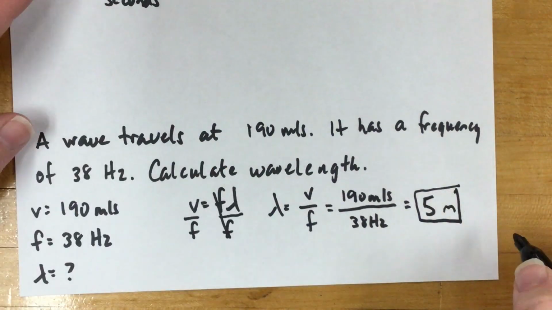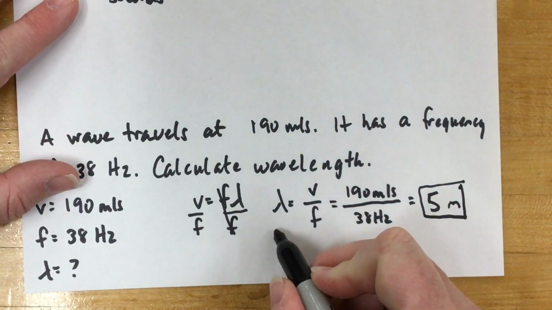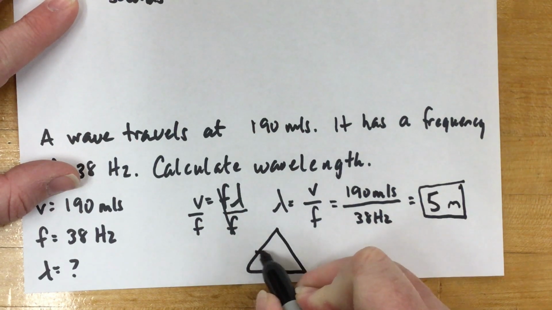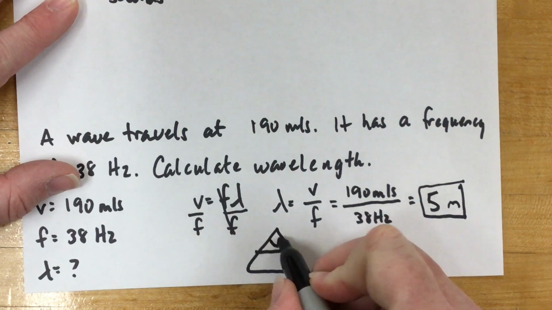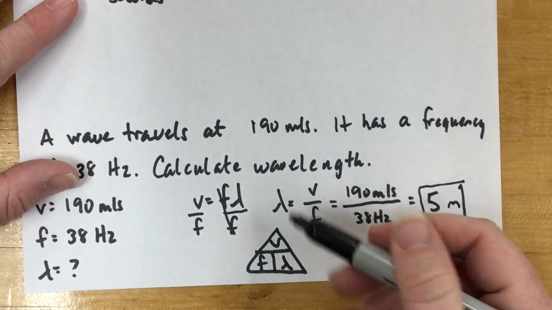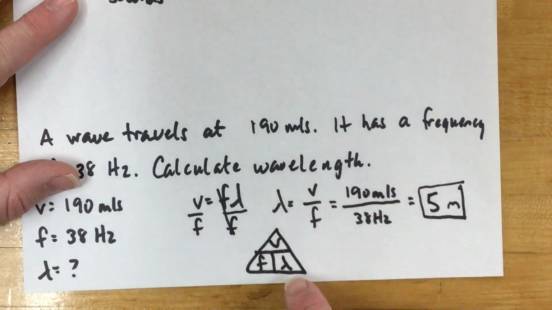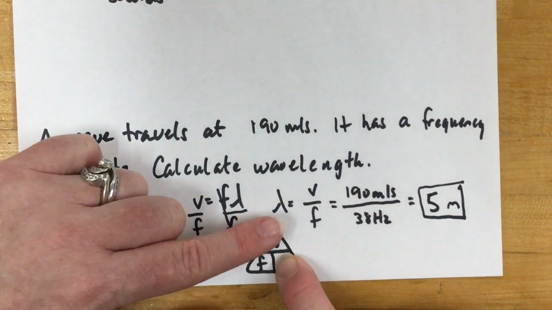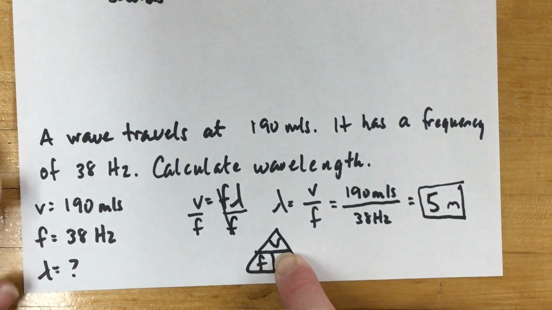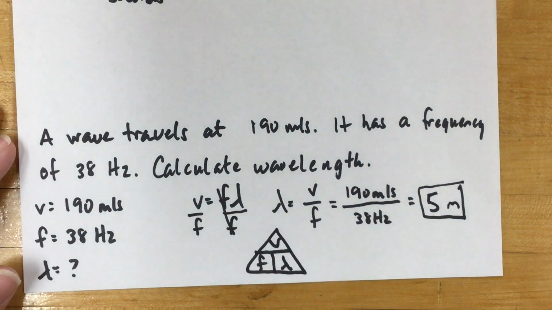That's what we've got. The other way of doing this would be to use the triangle method, if that's something that you like. We'll put the V up top, and then F and lambda. And so you'll cover up whatever you're looking for. We're looking for lambda. If you cover that up, you have velocity divided by your frequency. Either way is fine for what we're doing.